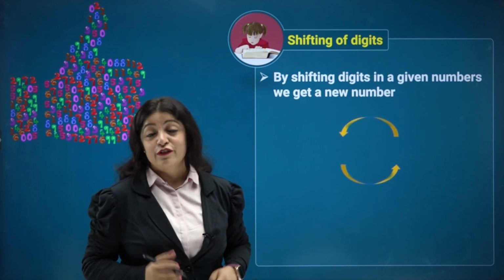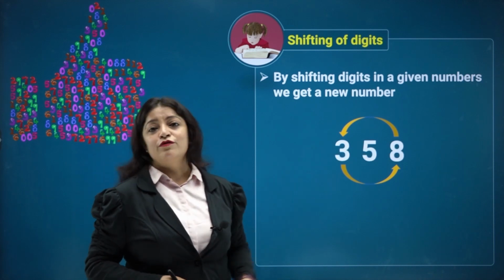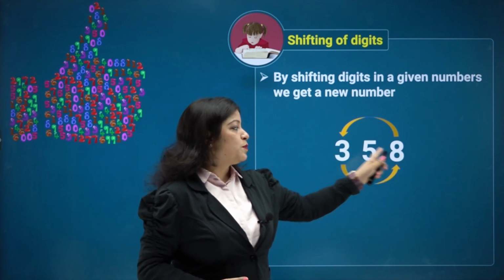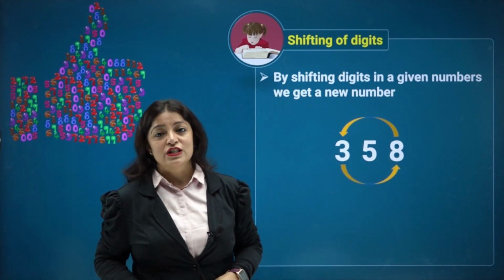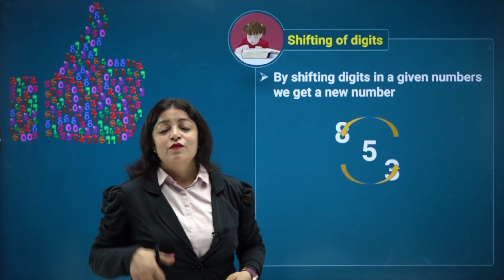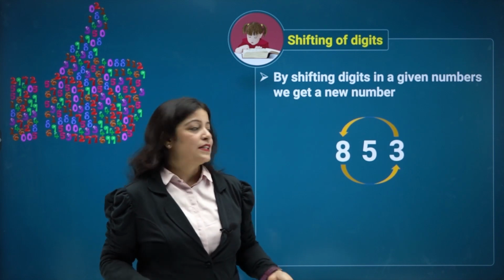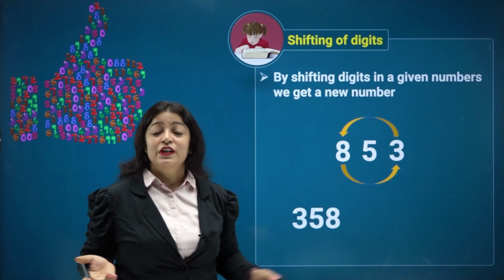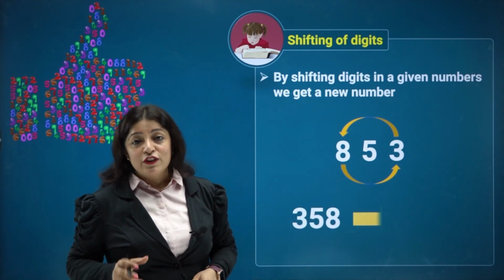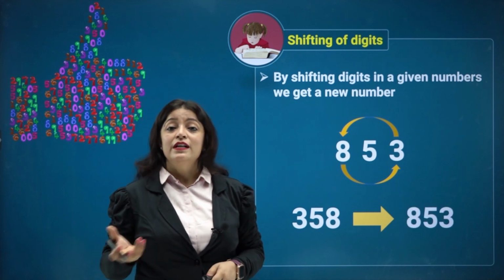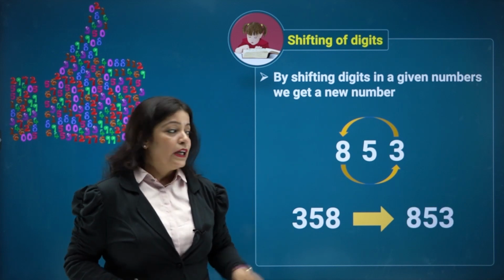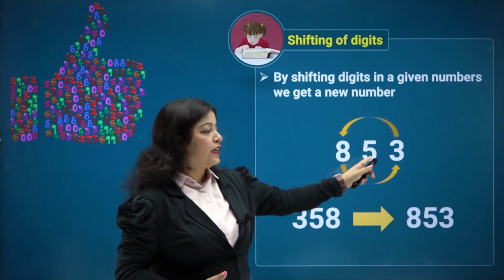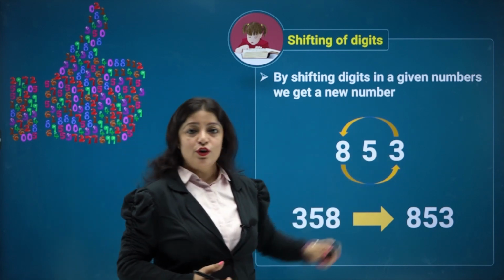For example, if you see the number 358, and if I shift the digits at the units place and hundreds place, if I interchange them, then will I get a new number? Yes, I'll get 853, which is absolutely a different number than 358. So when we shift digits, we get different numbers. And obviously, it isn't the only number we get on shifting. You may shift here 5 and 8. You may shift here 5 and 3 also.